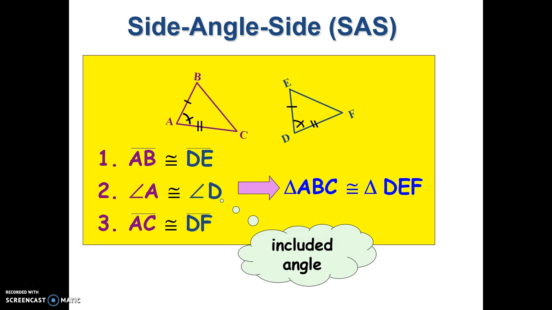Then we have side angle side. This we need a side, an angle, specifically an included angle, which we'll talk about what that means, and then a side right here, with another triangle's side, angle, side. And if we have that in 2 triangles, only 3 things, just like side, side, side in the previous one, only 3 things, now we know that the 2 triangles are congruent.